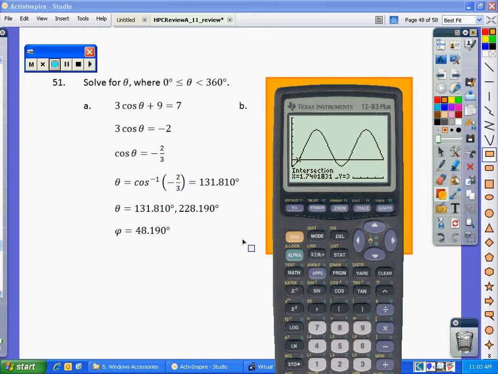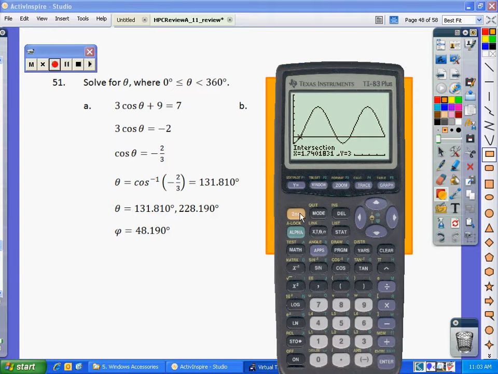Problem 51. Solve for theta where theta is greater than or equal to 0 but less than 360 degrees. So the problem is 3 cosine theta plus 9 equals 7. If you subtract 9 from both sides, you get 3 cosine of theta is equal to negative 2. Divide both sides by 3, cosine of theta equals negative 2/3.